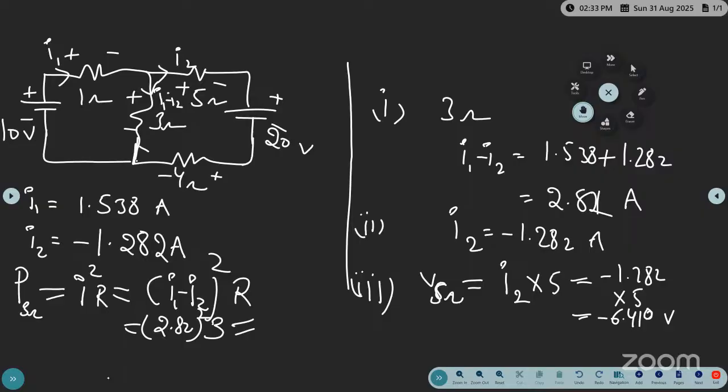What will he ask? For example, determine the current through any one element. Current through the 4 ohm resistor by using mesh analysis. That's all. So you have to find out I1 and I2. Then after calculating I1 and I2, you say the current through the 4 ohm resistor is I2. Like that you have to say.